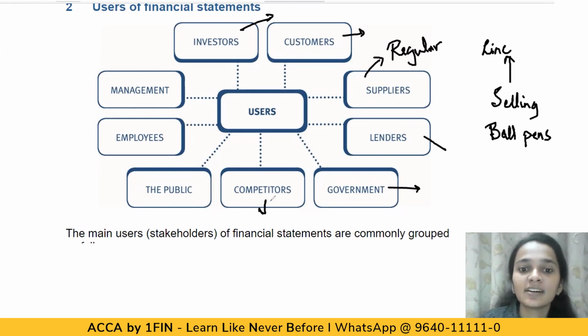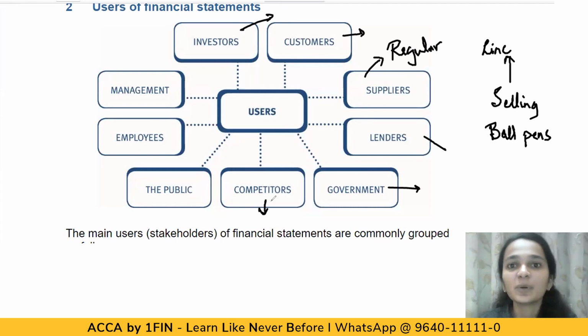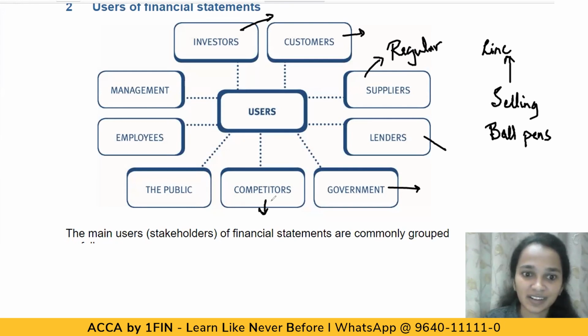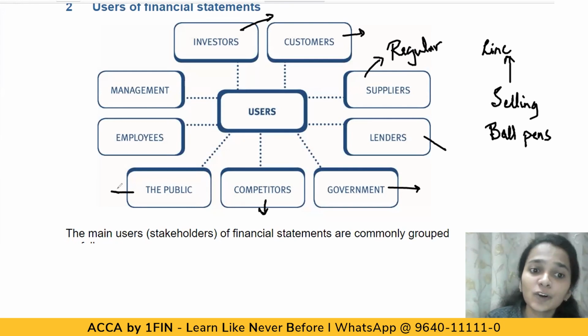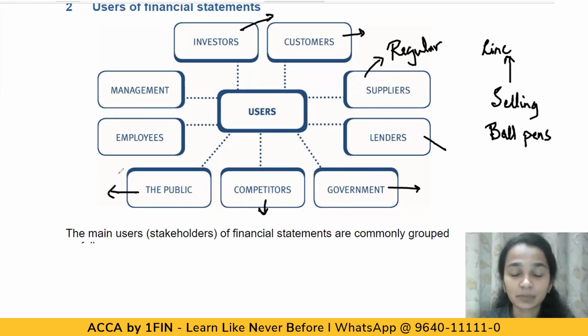Competitors, that is the other business organizations which are competitors, will also use the financial statements, because they'll also want to know how much profit this particular company is making. They are doing a similar business, so whether the other company is making profit or not. We are always interested in how the other person is working, right? Similarly, competitors of a business will also want to know how the other organization is working, what is the financial position of that other organization. Then the public also utilizes financial statements.